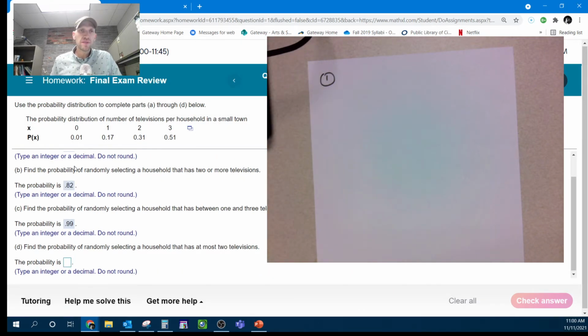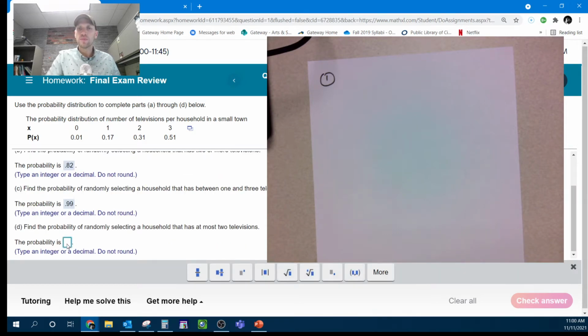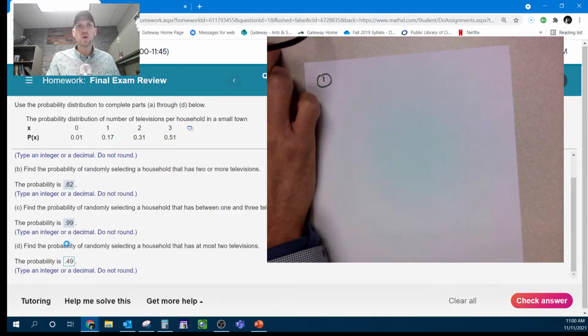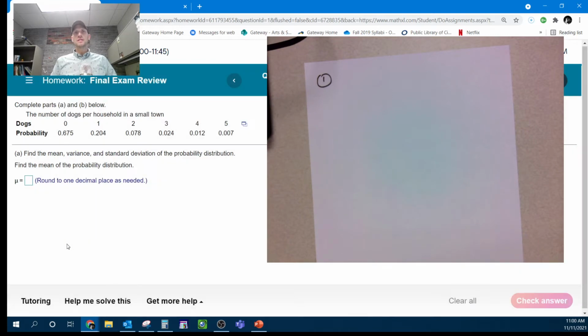Probability of randomly selecting a house that has at most 2 televisions. So that means that the one left out here is 3. So that means that these three then should take up the remaining probability, so that would be 0.49, because 0.49 and 0.51 add up to 1. All right, so far so good on that.